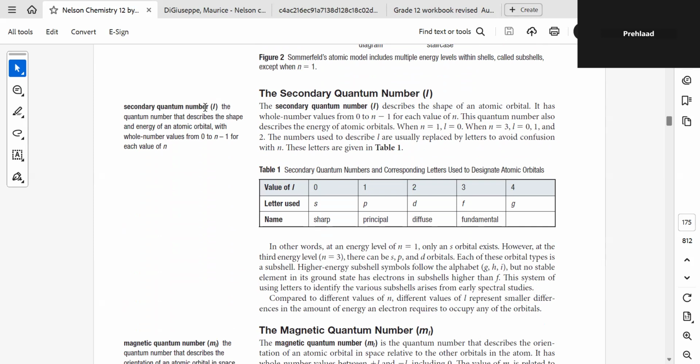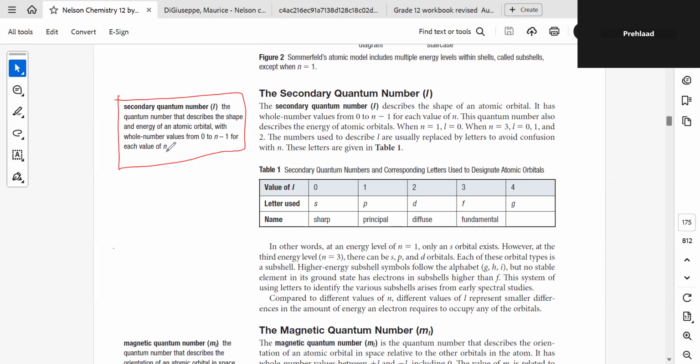So write down: the secondary quantum number is represented by L. I want you to copy this. Okay, I got it. Done. So the secondary quantum number is L, right? It is the quantum number that describes the shape and energy of an atomic orbital, with whole number values from 0 to n minus 1 for each value of n.